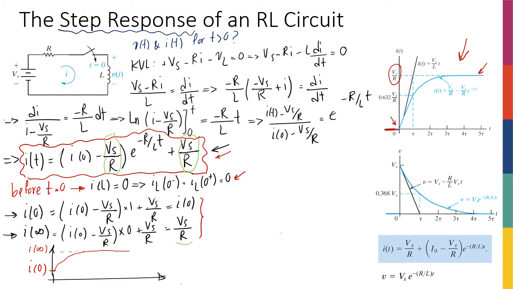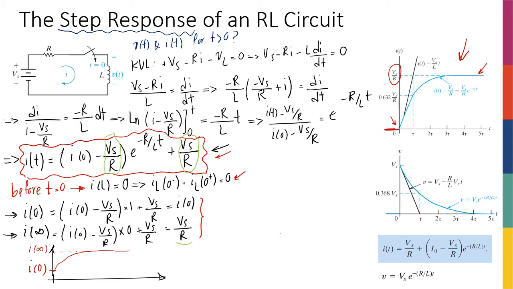Well, you would have thought that when a long time has passed, the circuit doesn't have any change. Therefore, my inductor becomes a short circuit. If it's a short circuit, then my circuit becomes basically just a voltage source and a resistor. What is the current of that? It's Vs divided by R.